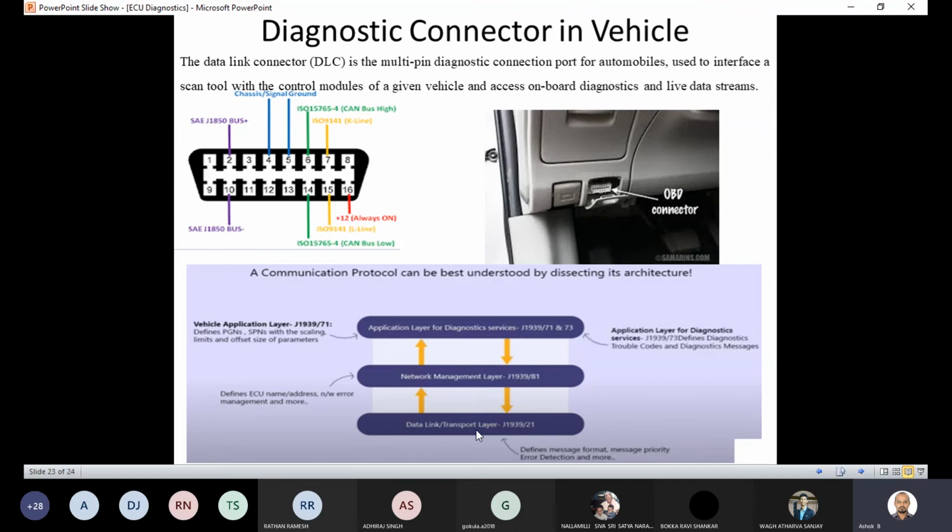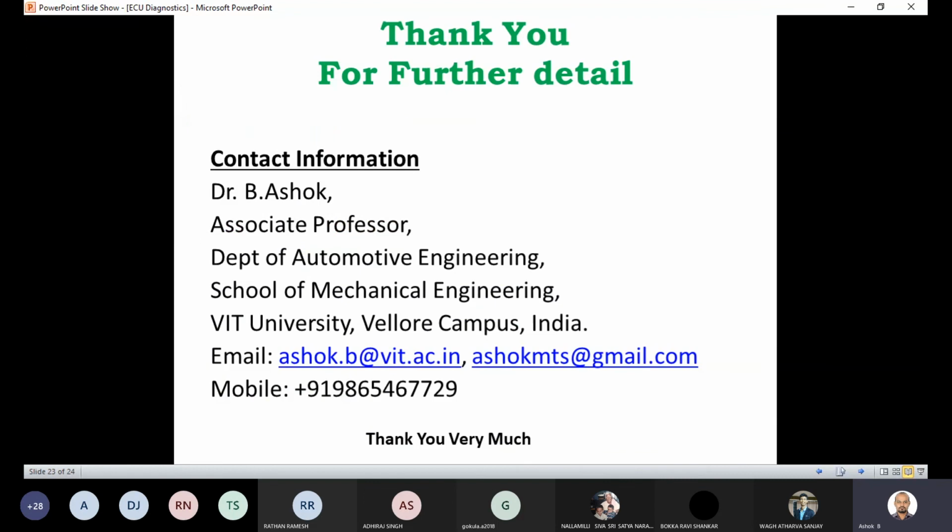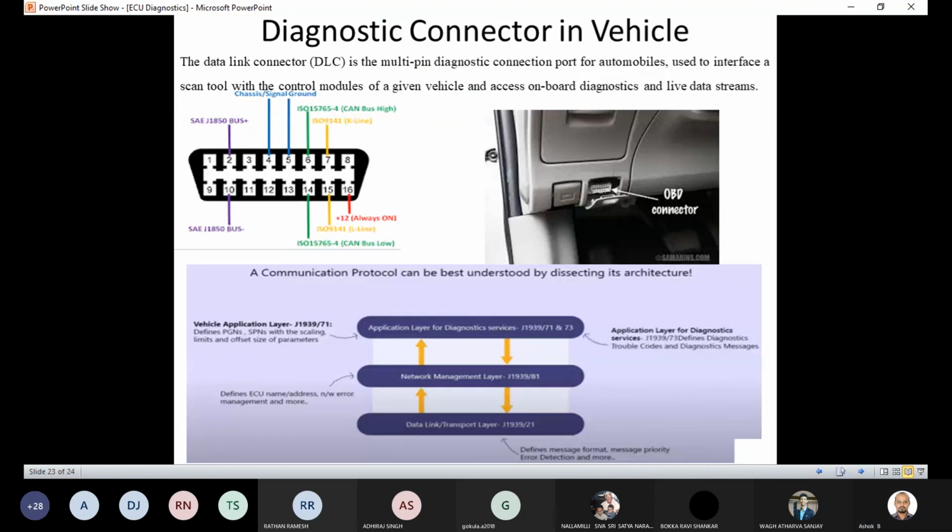So accordingly, for example, through this data link connector, there will be a particular network. That network will be connected towards the application layer of all the ECUs. So all the ECUs will be connected towards the CAN, and that CAN will be connected towards this CAN or SAE-J communication protocol. And once you connect a laptop or a scanner with this tool, you can retrieve the particular fault or whatever the problem is associated with the particular code.